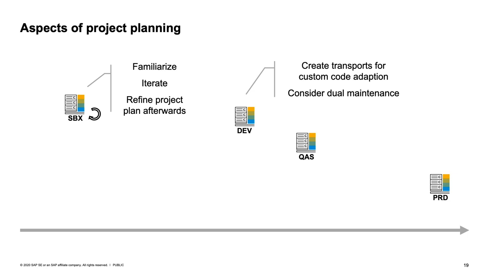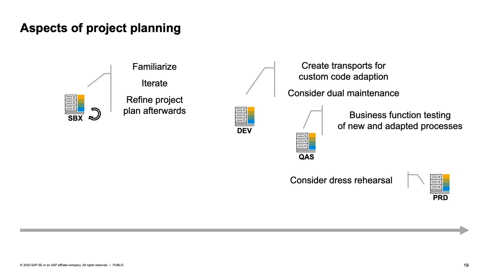You will have to consider dual maintenance to have one development system for your existing ERP source system, for example, for hotfixes, and another converted development system for developments on SAP S/4HANA. The Q&A will serve to do business function testing on the new and adapted processes coming with SAP S/4HANA. And then finally, for the productive system, you will consider a dress rehearsal as usual.